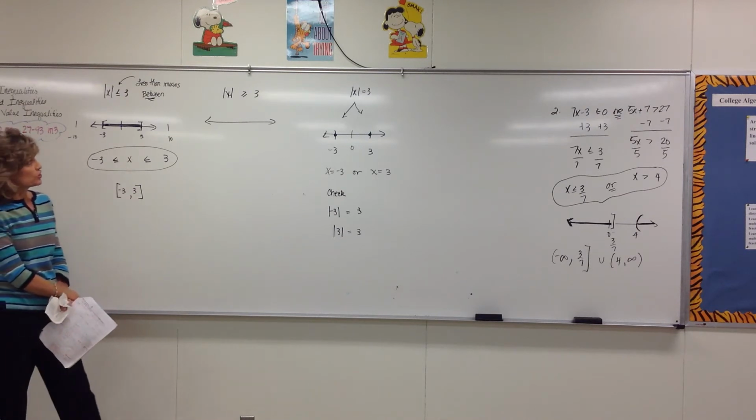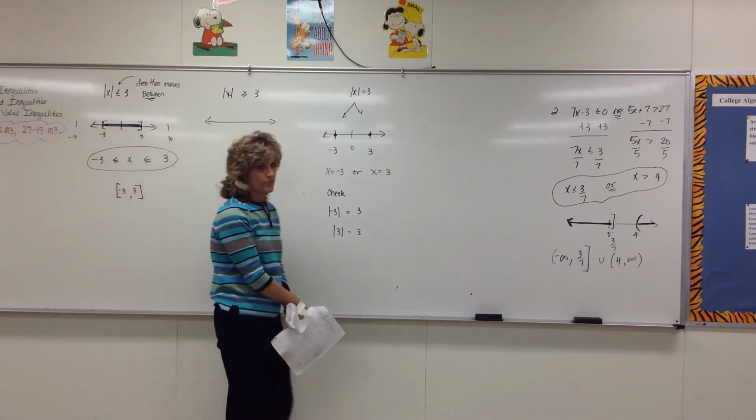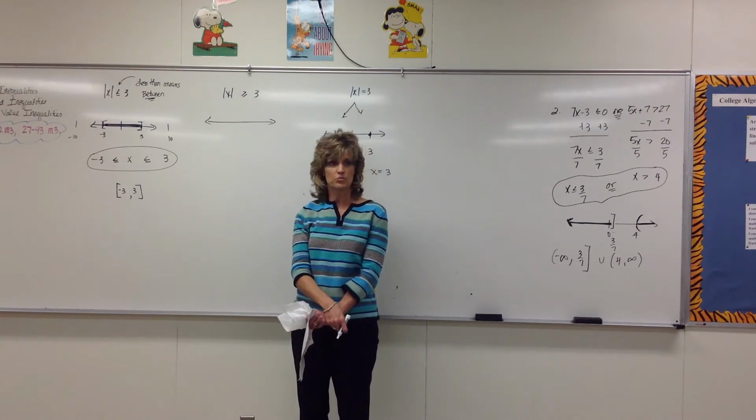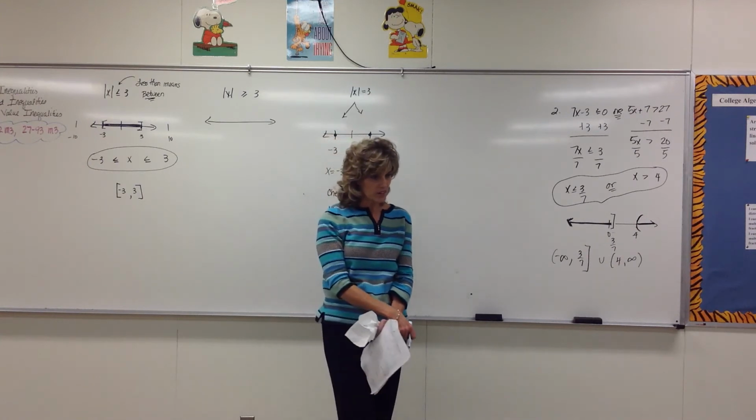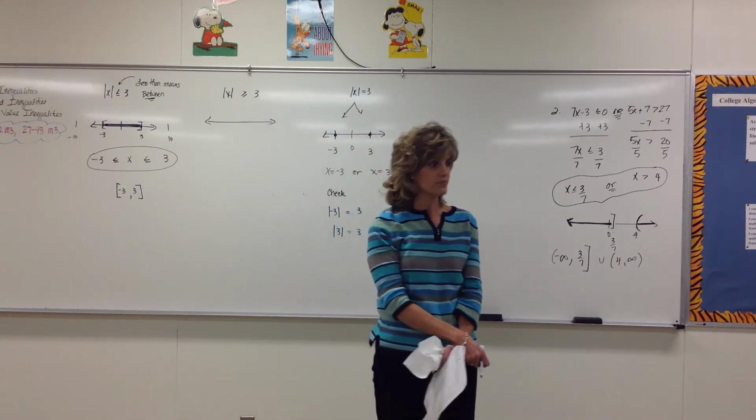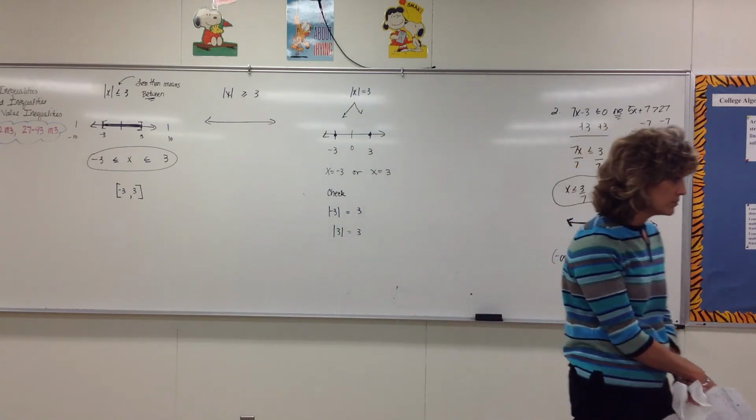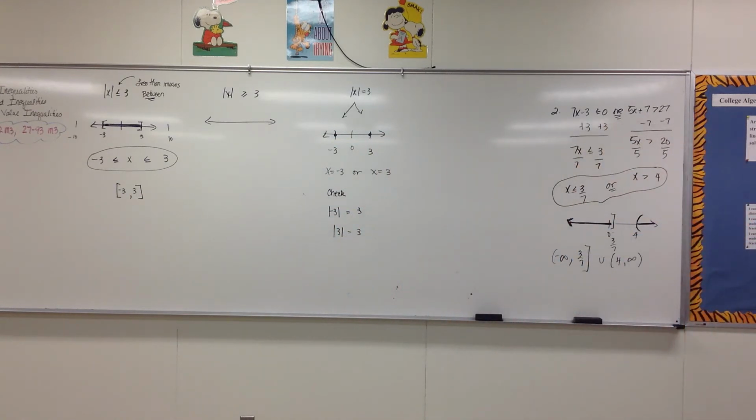So draw me a picture. What does it look like if the distance from 0 is greater than 3? Shade the number line. Remember, you can go more than 3 steps in both directions. You can go more than 3 away on the left, but you can also go more than 3 away on the right. There you go.